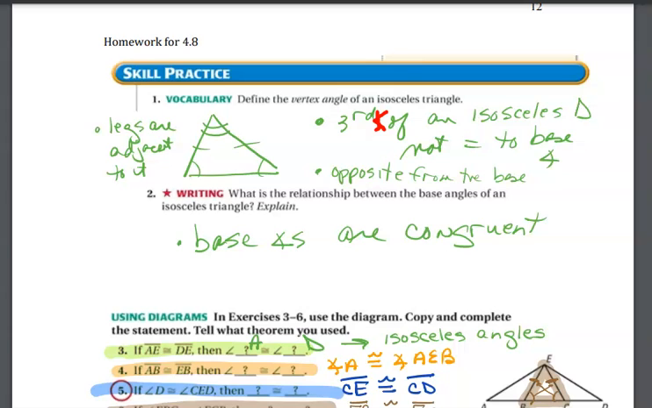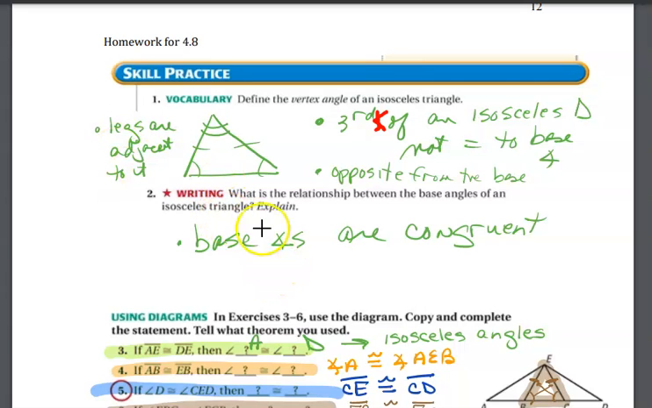Okay, so you can also say that the vertex angle is opposite from the base. So here's the base, it's opposite the base. And you can also say that the legs are adjacent to it. Here's the leg, here's another leg. So all 3 green dots help me define the vertex angle. So be comfortable with all of them.